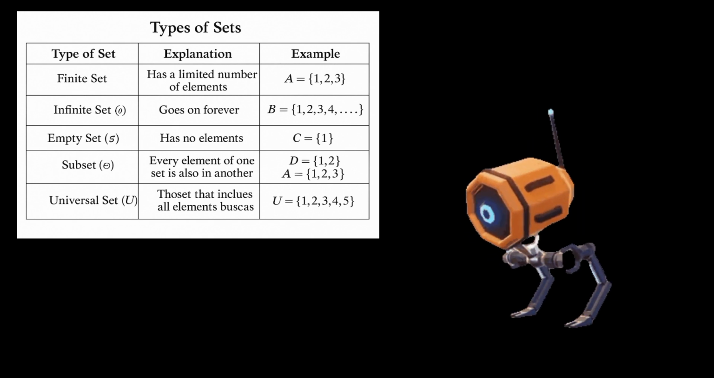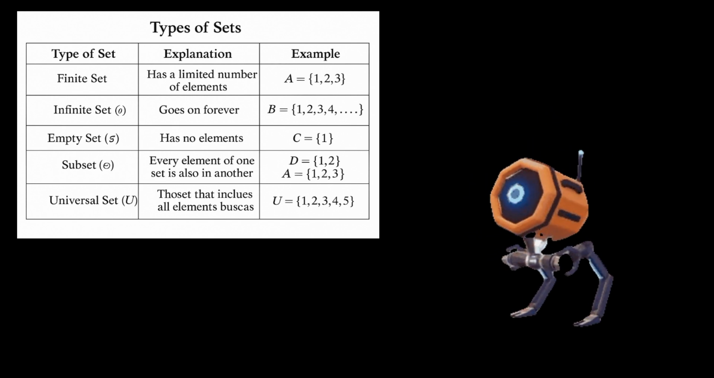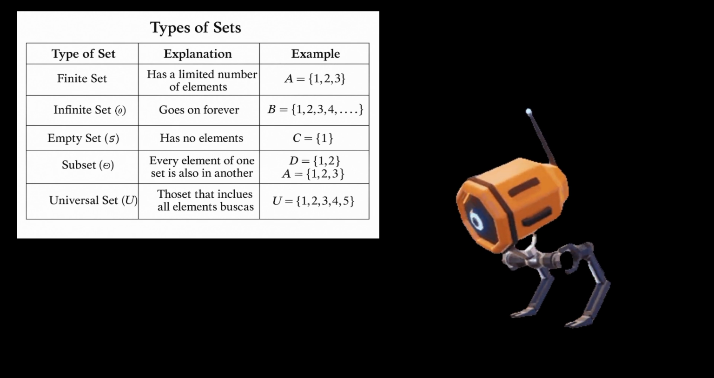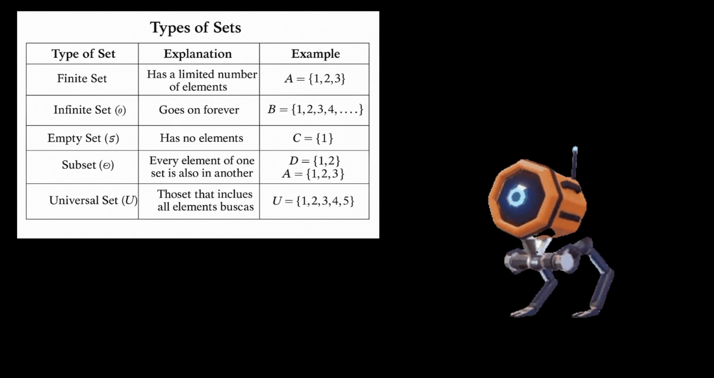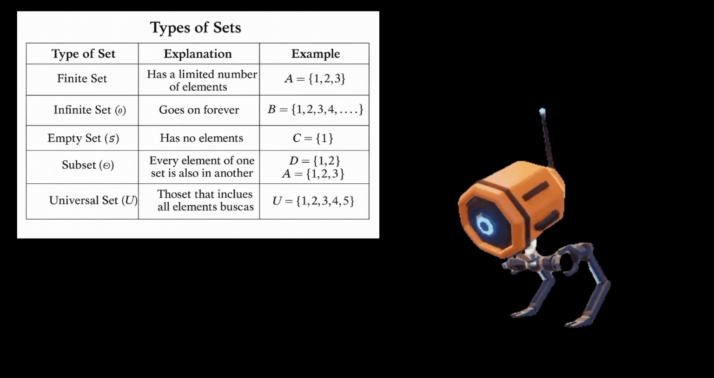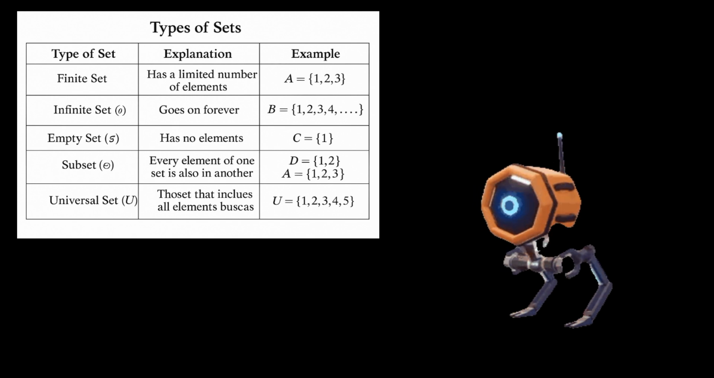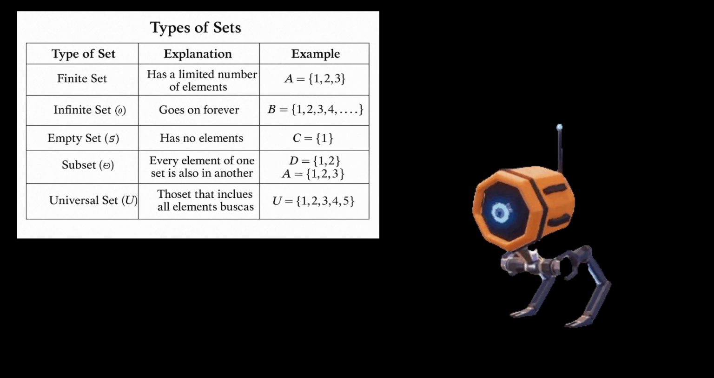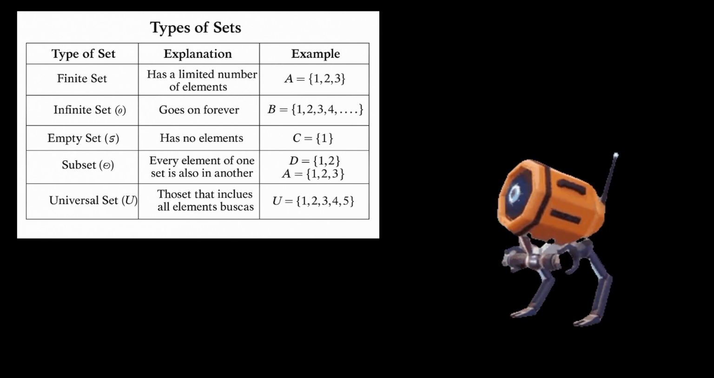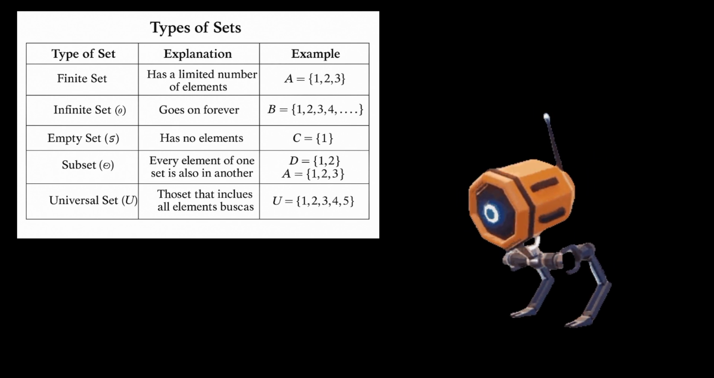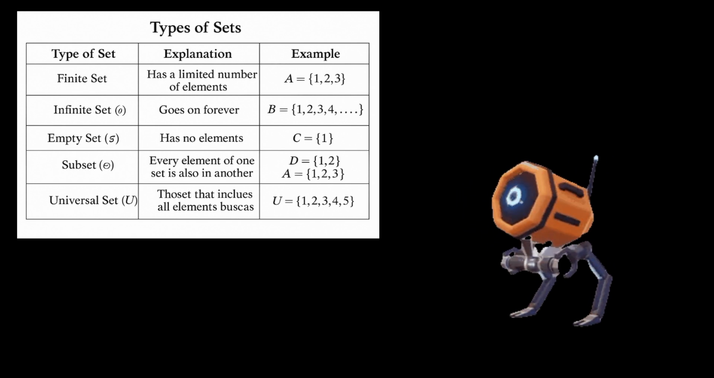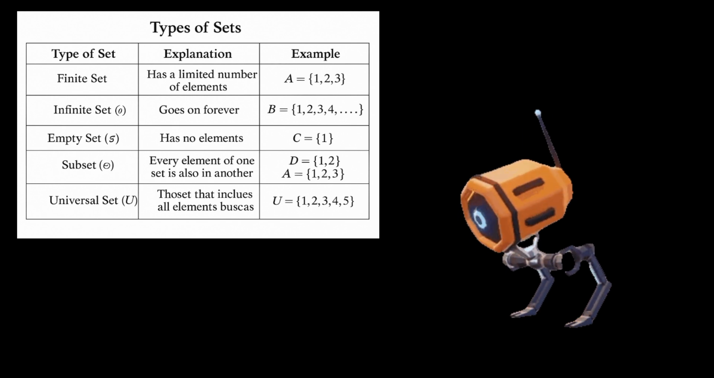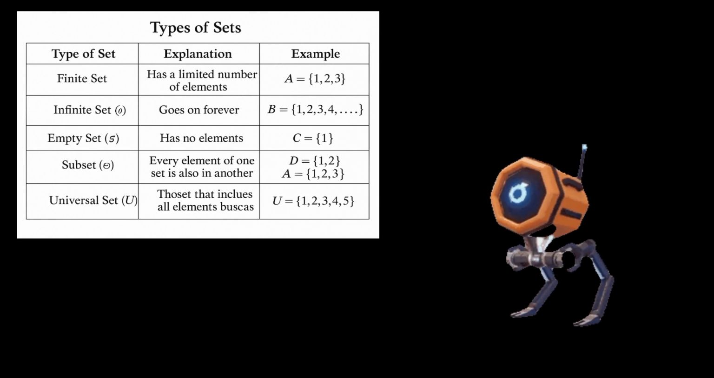To summarize everything, there are 5 main types of sets that we have discussed today: finite set, infinite set, empty set, subset, and universal set. Each one has its own role in mathematics and logic. Finite sets are countable, infinite sets go on forever, empty sets have no elements, subsets represent inclusion, and the universal set includes everything in the context of discussion.